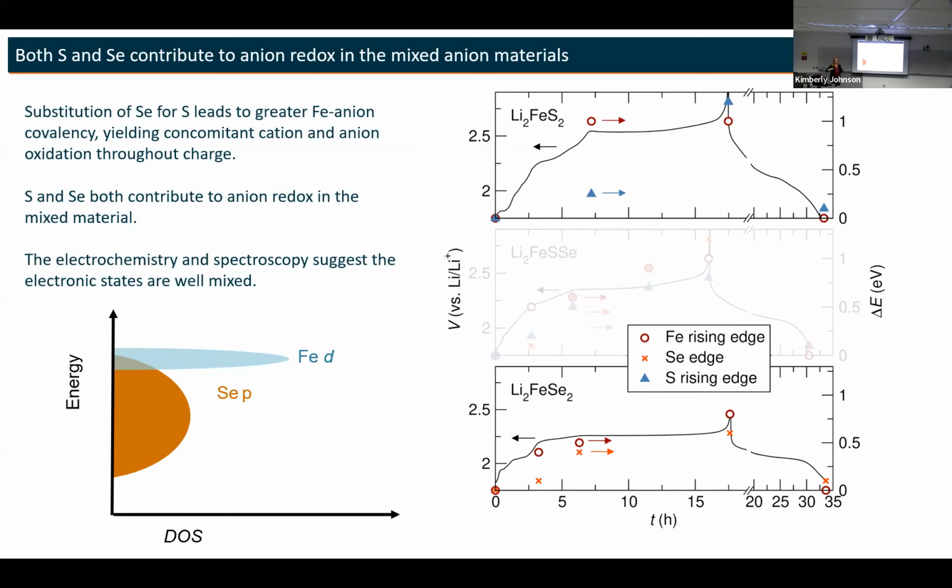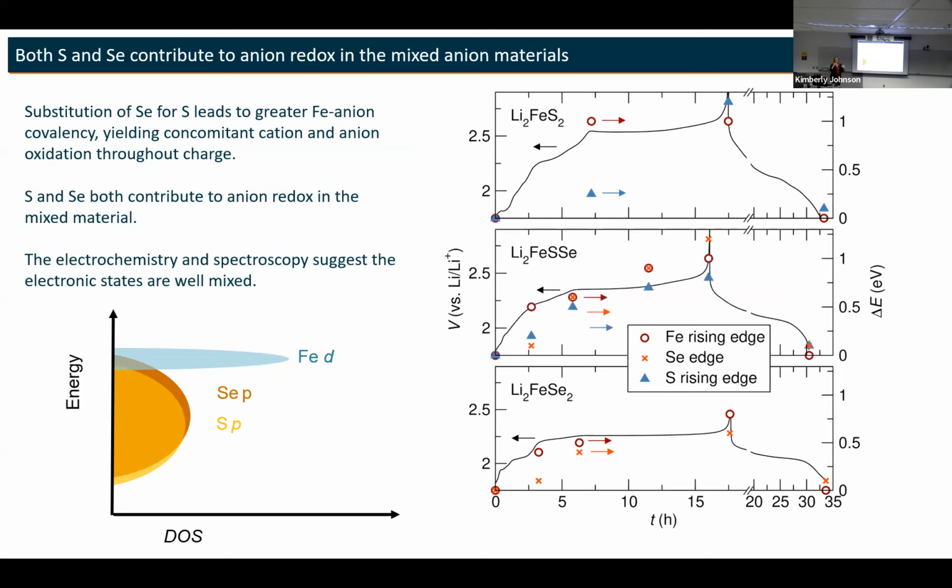So as we oxidize, we push the charge compensation back onto the metal instead of just pushing it onto the anion. And if we look at the mixed material, we see that they're all shifting throughout the entire oxidation process because we have selenium, sulfur, and iron character in those bands that are right at the Fermi level.